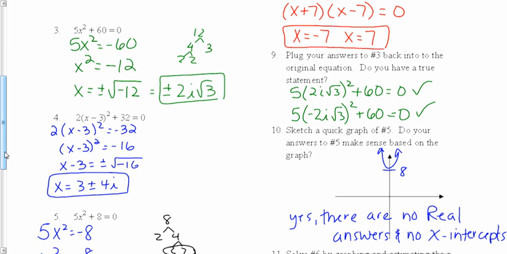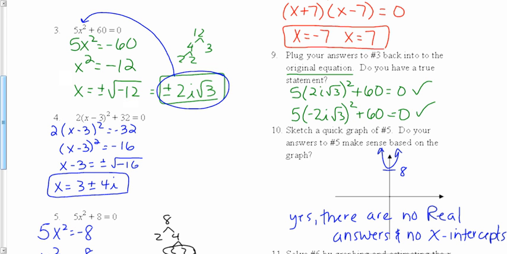For number 3, I solved by square roots, and I get plus or minus 2i square root of 3. Number 9 said plug your answers to number 3 back into the original equation. Do you have a true statement? So I took this answer that I got in number 3, and I plugged it back in for x in the original problem.